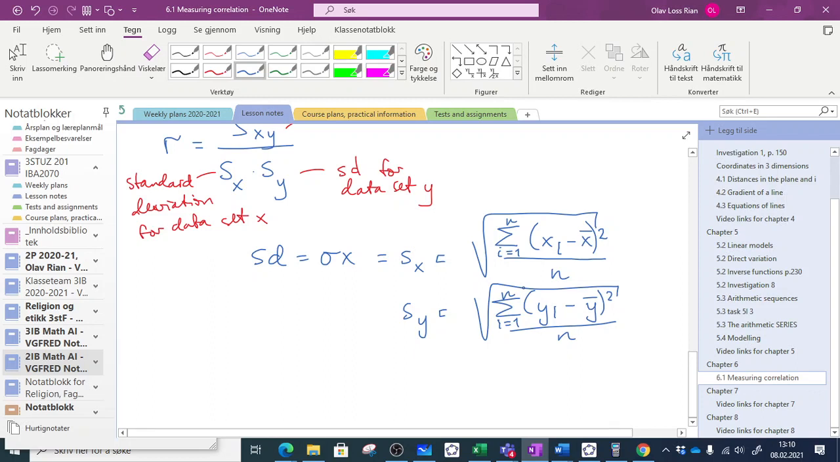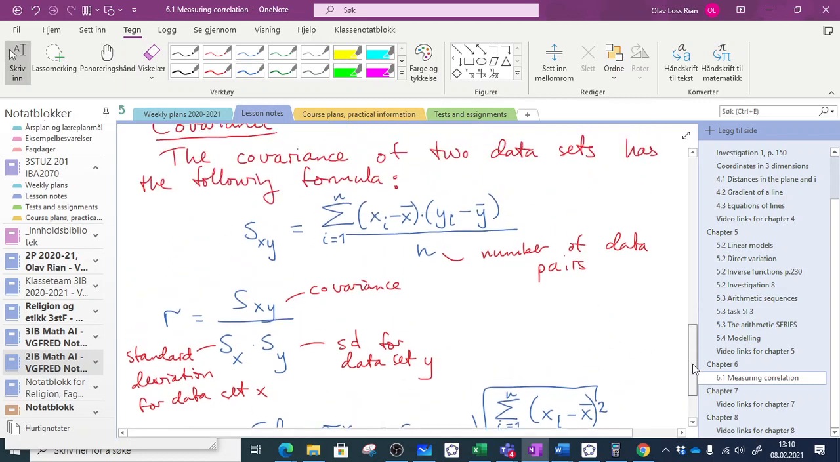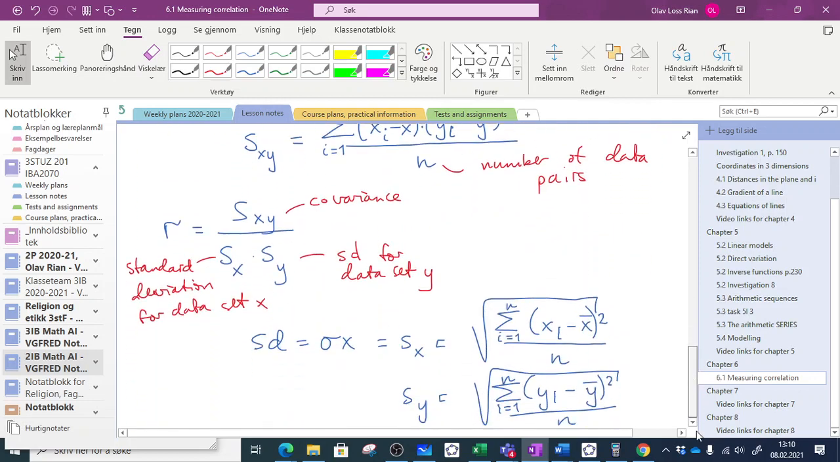And then you can put it all together. When you do this manually, I would advise you to use Excel. So we're going to look at that later. But this is the main formula that you're going to use, and you also need parts of it to explain what you're doing. So for our purposes now, we can find the correlation coefficient R on the Casio.